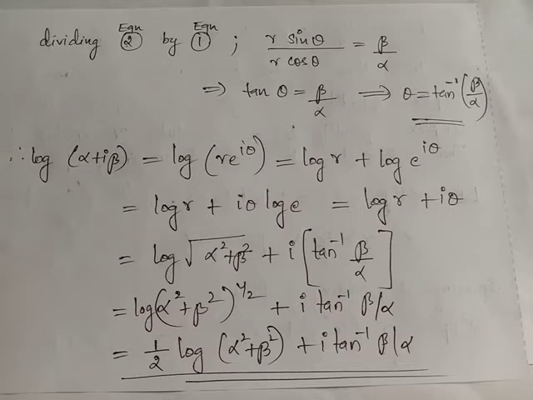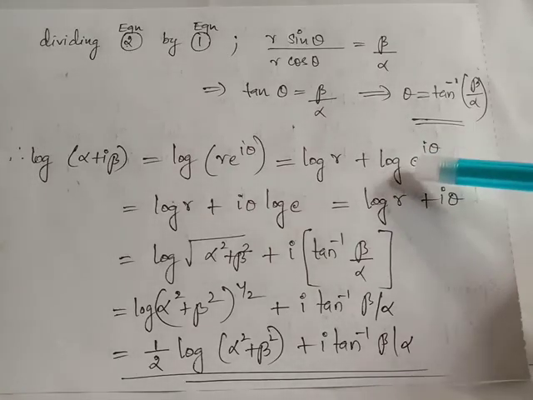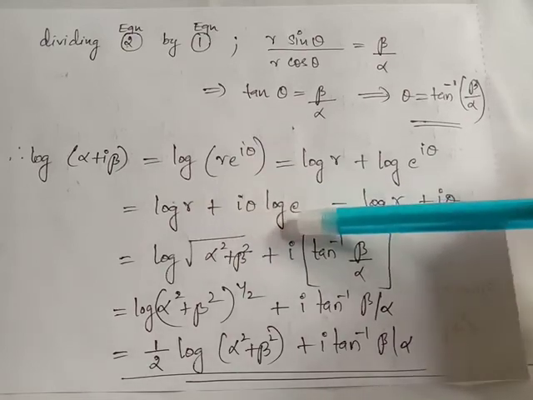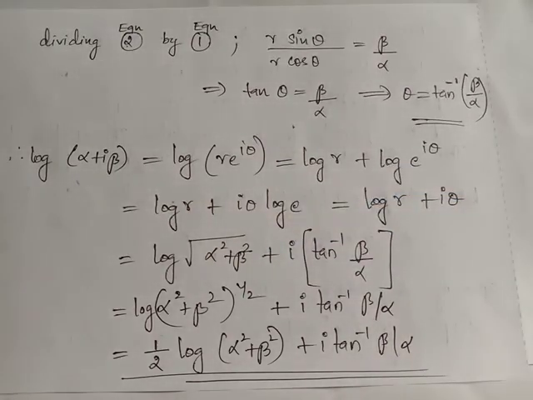We were asked to separate the real and imaginary parts for the given function log(alpha plus i beta). We have written alpha plus i beta in modulus amplitude form as r e raised to i theta. Therefore, log(alpha plus i beta) can be written as log(r e raised to i theta). We have the general rule for logarithm, log ab equals log a plus log b. Therefore, log(r e raised to i theta) equals log r plus log(e raised to i theta). We have also a rule in logarithm, log a raised to b equals b log a. Therefore, log(e raised to i theta) can be written as i theta log e. We know that log e equals 1. Therefore, we obtain log r plus i theta as the RHS.